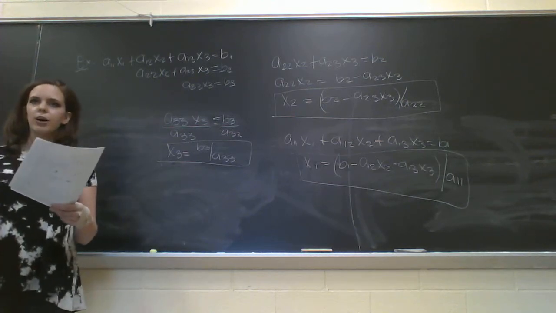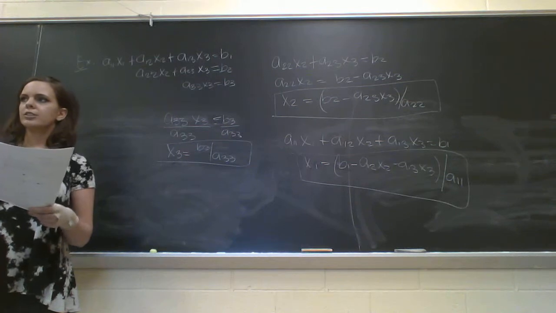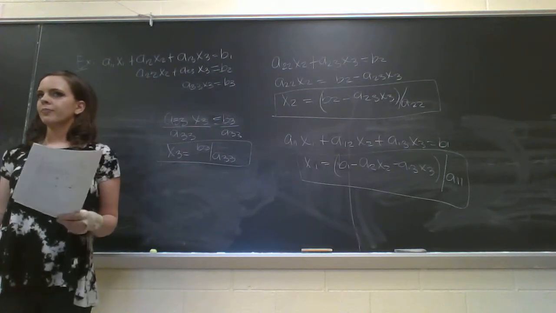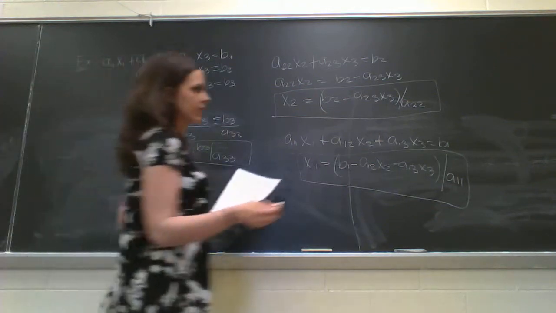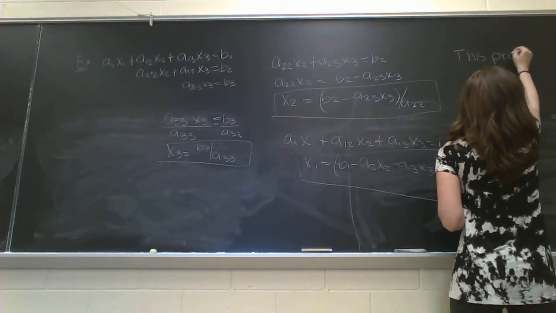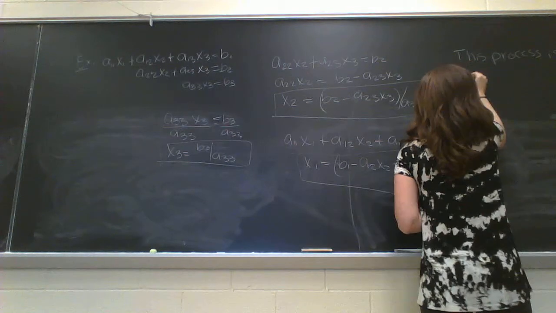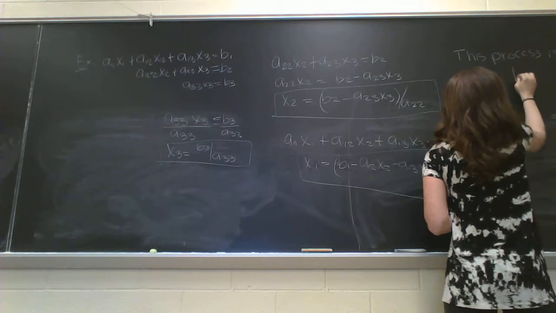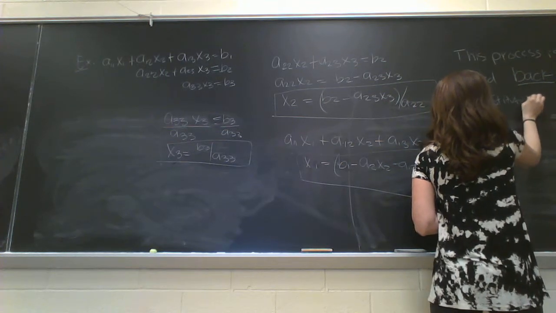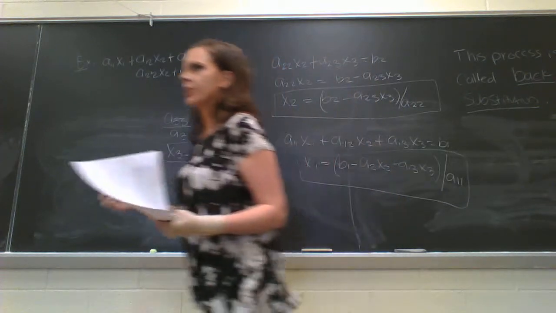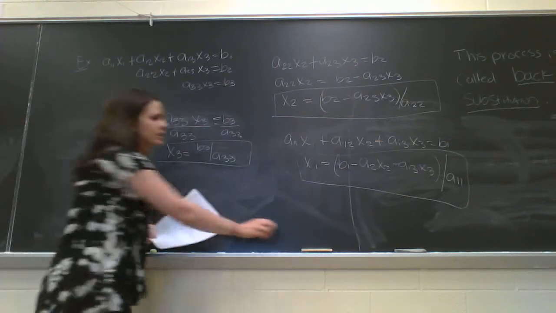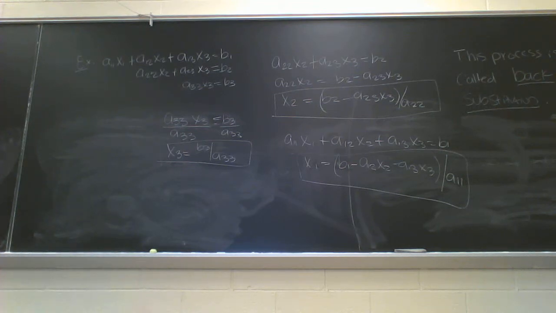So we just described a process that we use after Gaussian elimination to find the solution to a system of equations. Does anybody know what this process is called? It's called back substitution. So the process that we just described is called back substitution, and it's used on an upper triangular system of equations. So now that we've seen how it works, we can come up with an algorithm.